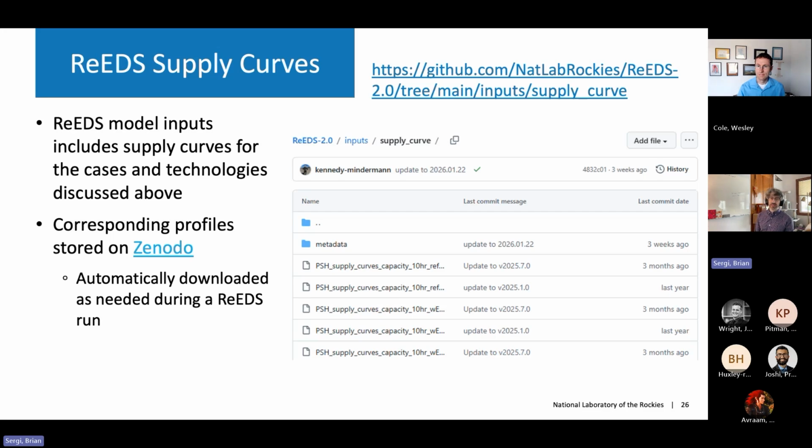Because the hourly generation profiles are quite large files, we don't store them in the GitHub repo. Instead, we have them on this other site, Zenodo. So you can download them directly from that site if you want to just use the profiles for some reason. When you're running ReEDS, these are automatically downloaded. There are parts of the model setup that will figure out which of the generation profiles you need for the run you're doing, and automatically download the files from Zenodo and run the model from there.